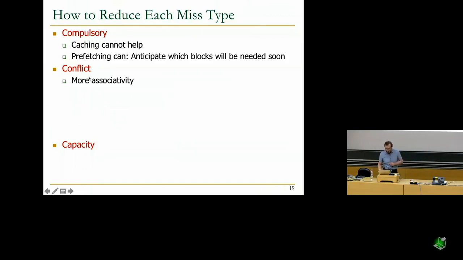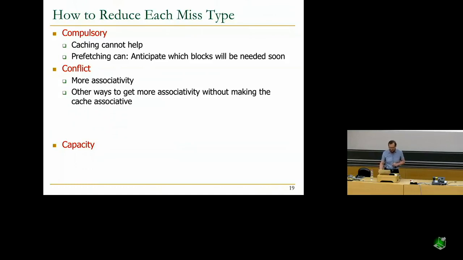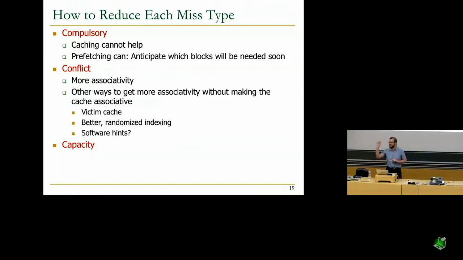Conflict misses, well, how do you reduce it? You can add more associativity, clearly, because conflict misses happen because you don't have enough associativity. Or you could try some other ways of getting more associativity without making the cache more associative. And people have been very clever in how to do that, but I'm not going to go over this. If you're really interested, you could search for these things or watch some future lectures.